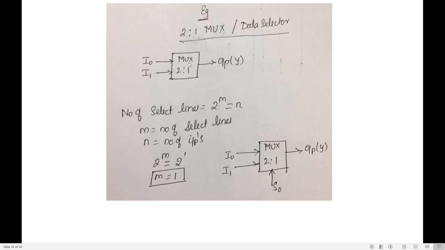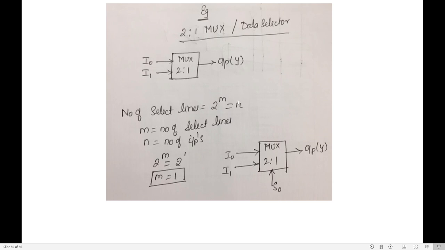Now I need to understand how many select lines I need. So what is missing here? Select lines. The formula to identify the number of select lines is 2 to the power of m equals n. Here m tells the number of select lines and n tells the number of inputs. In this case, the number of inputs is 2, I0 and I1, so the n value is 2.